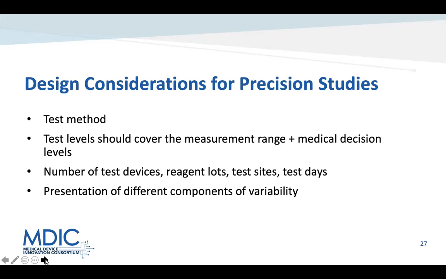The test level should cover the measurement range and the medical decision levels. I've described that a little bit earlier as well. So you need to have full coverage for the dynamic range of the product, and the levels should include the medical decision levels when you're assessing the precision. The number of test devices, how many reagent lots, how many test sites you need to have, and how many days you need to test the device is all described in the document. And how the data needs to be presented, how the various subcomponents of the variability need to be pulled out of the data and presented in the submission is also provided in the document itself.